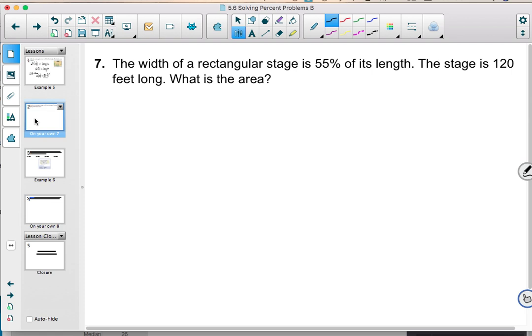So let's look at another one. We got another story problem. The width of a rectangular stage is 55% of its length. The stage is 120 feet long. What is the area? How do you want to solve this one?